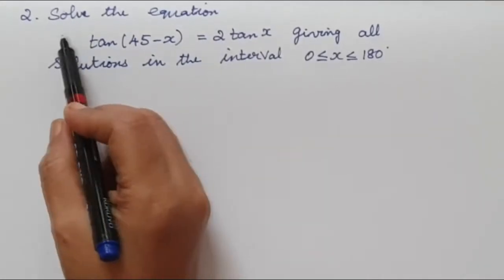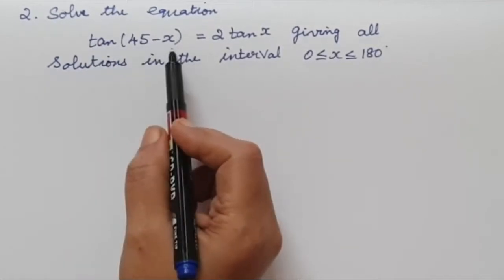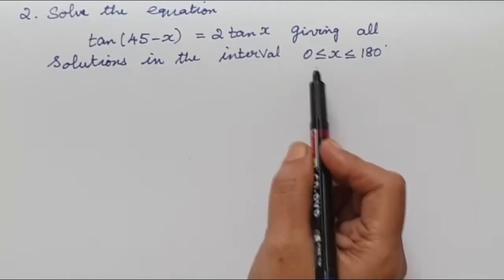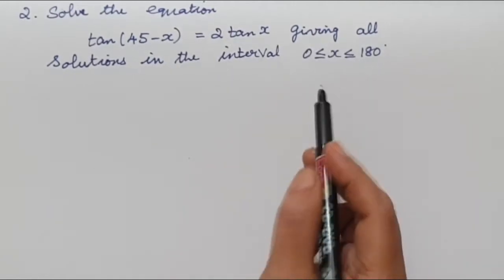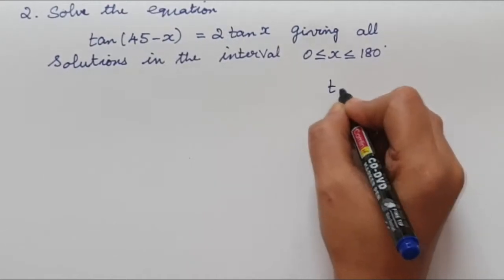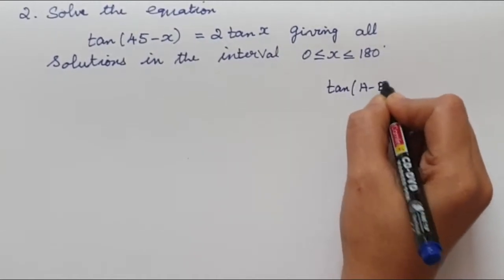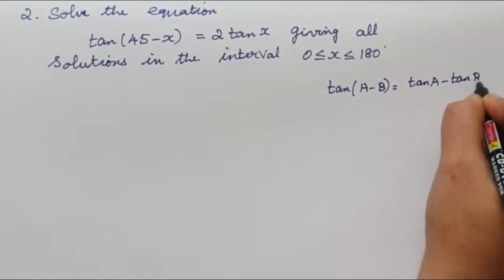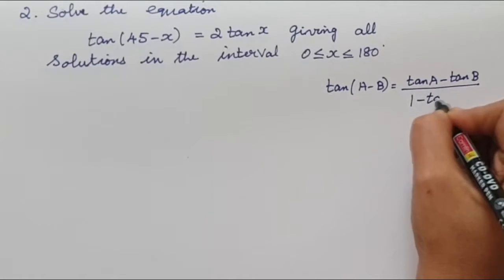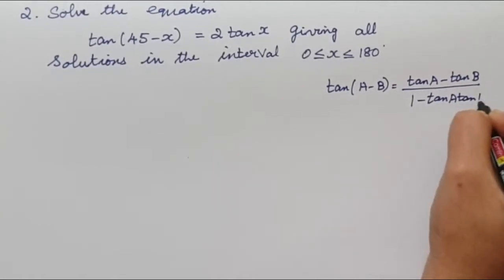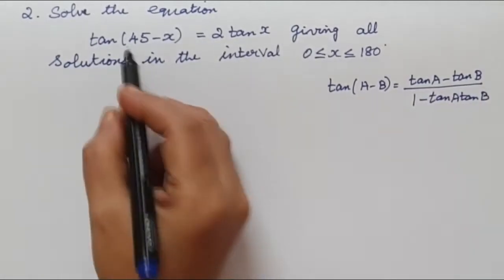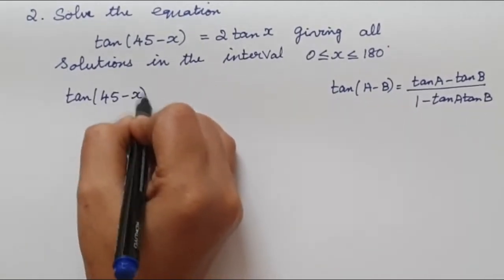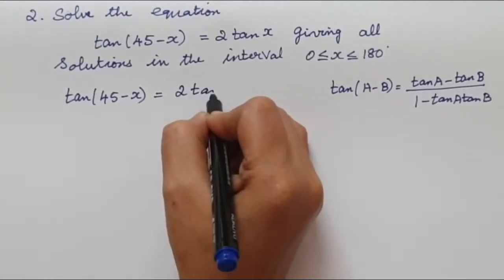Now our second question: solve the equation tan(45 minus x) equal to 2 tan x, giving all solutions in the interval 0 less than or equal to x less than or equal to 180. Now we know the formula for tan(A minus B) will be equal to (tan A minus tan B) divided by (1 plus tan A tan B). So we'll just apply the formula for this. tan(45 minus x) will be equal to 2 tan x. This is what is given.